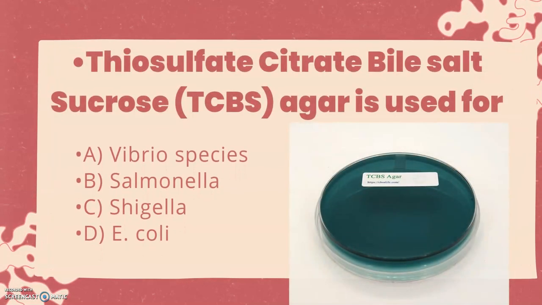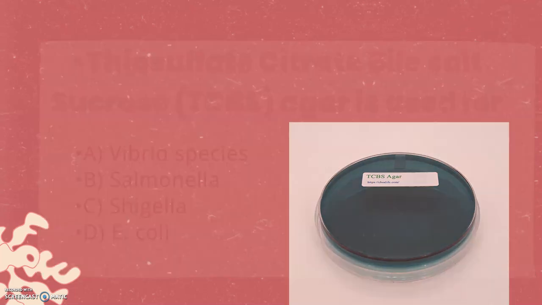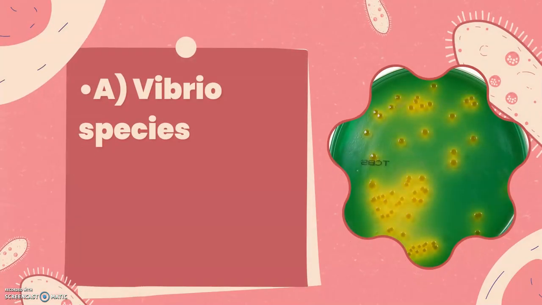Next question, thiosulfate citrate bile salt sucrose, that is TCBS agar, is used for. Options are A. Vibrio species, Salmonella, Shigella or E. coli. Thiosulfate, citrate, bile salt, sucrose, TCBS agar? The answer is, it is used for the growth of Vibrio species.